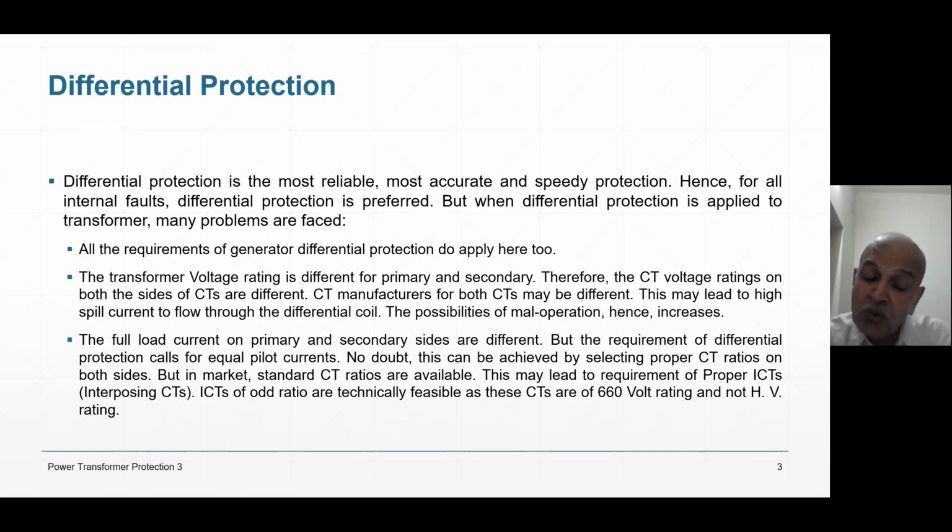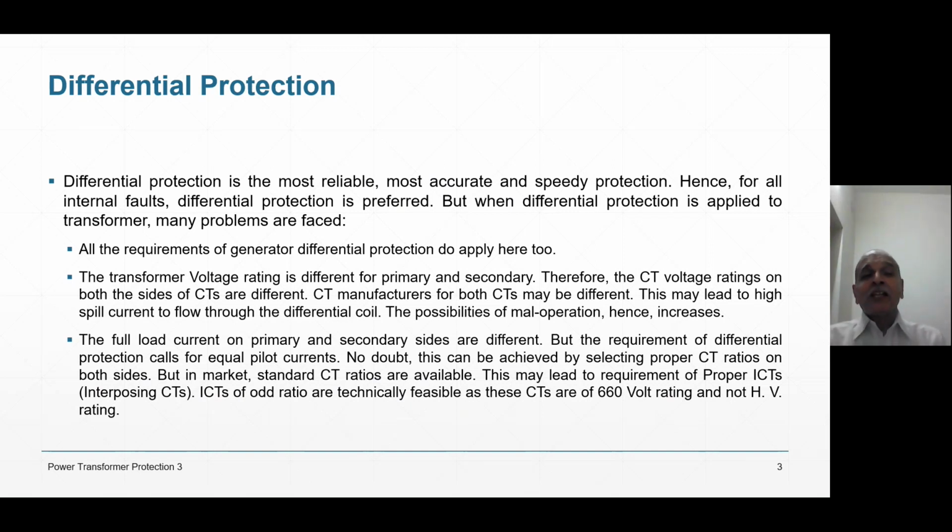And standard ratios only have to be used because CTs are to be tested, and CT manufacturer cannot test at varied primary and secondary current. And test laboratories also cannot rig up so many currents, because testing laboratories are very costly. So in the chapter of CT, we will see how many standard primary currents are available. Secondary standard currents are only two, 1 ampere and 5 ampere.